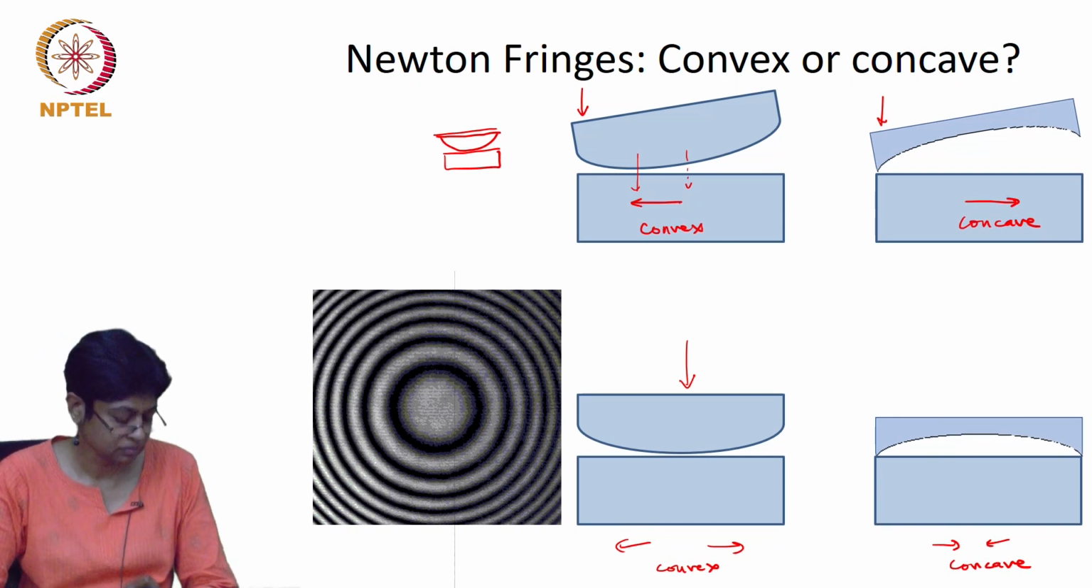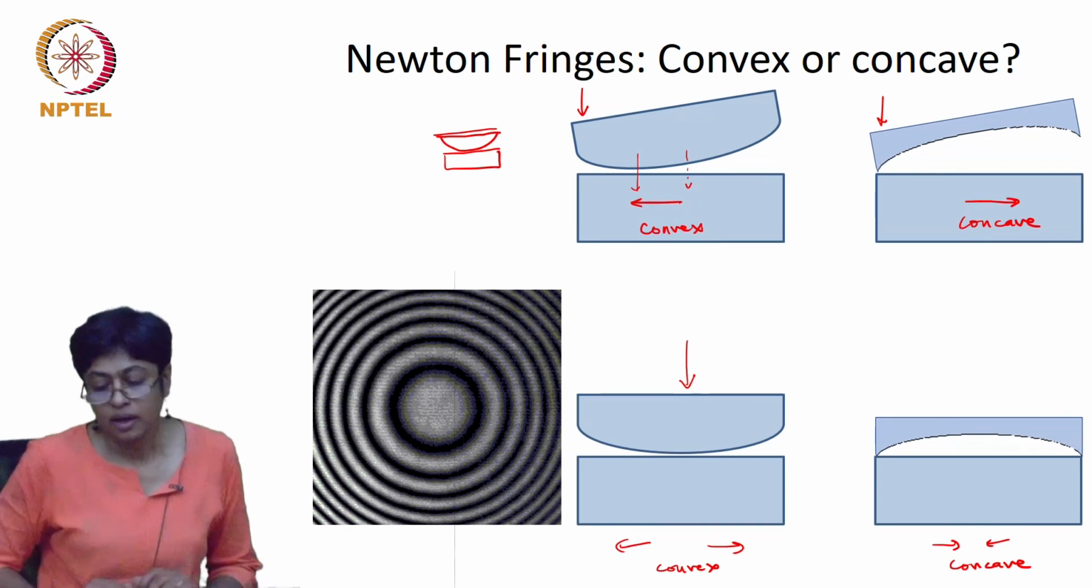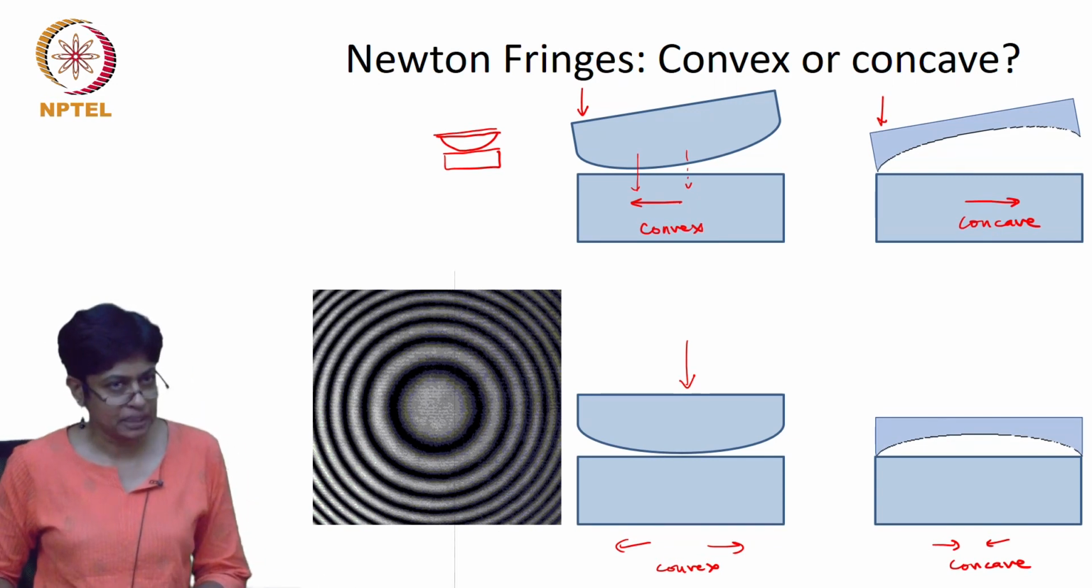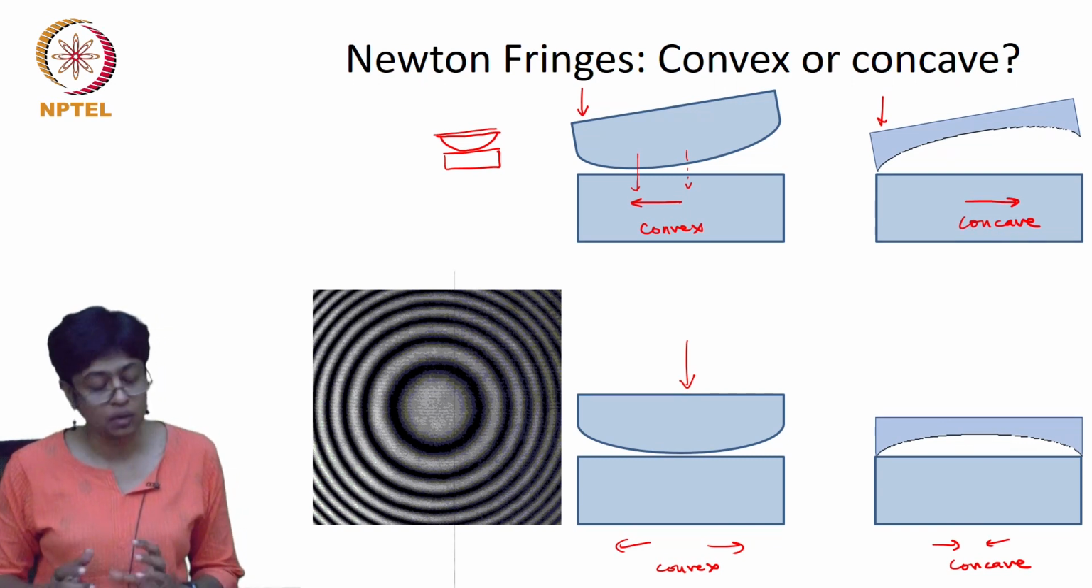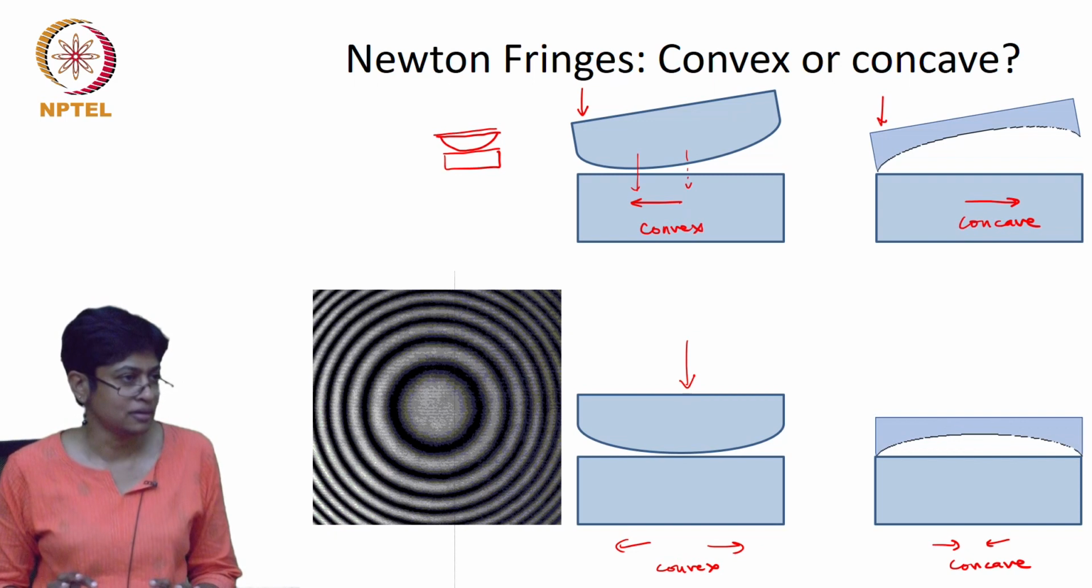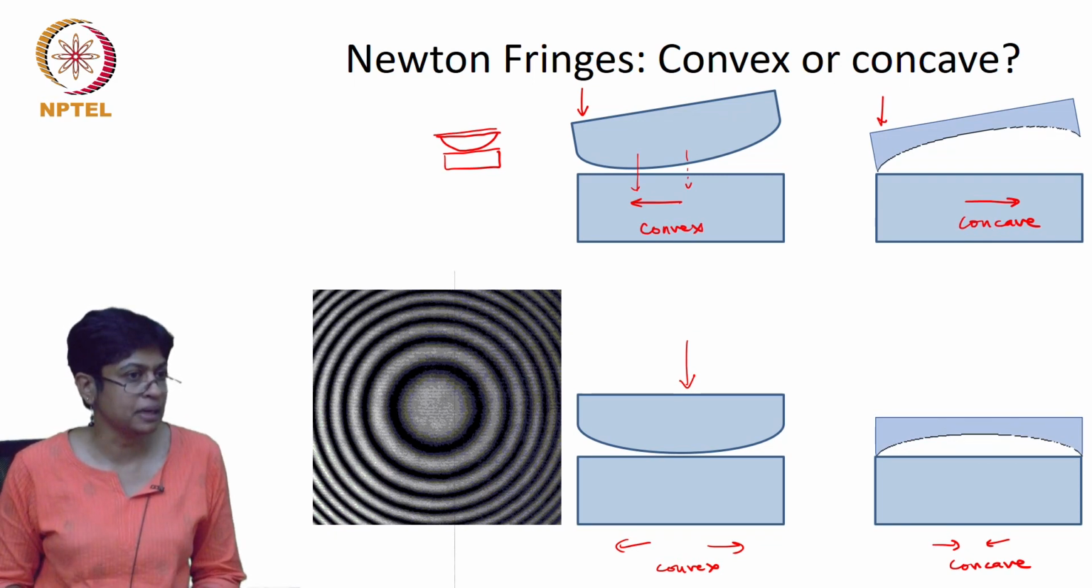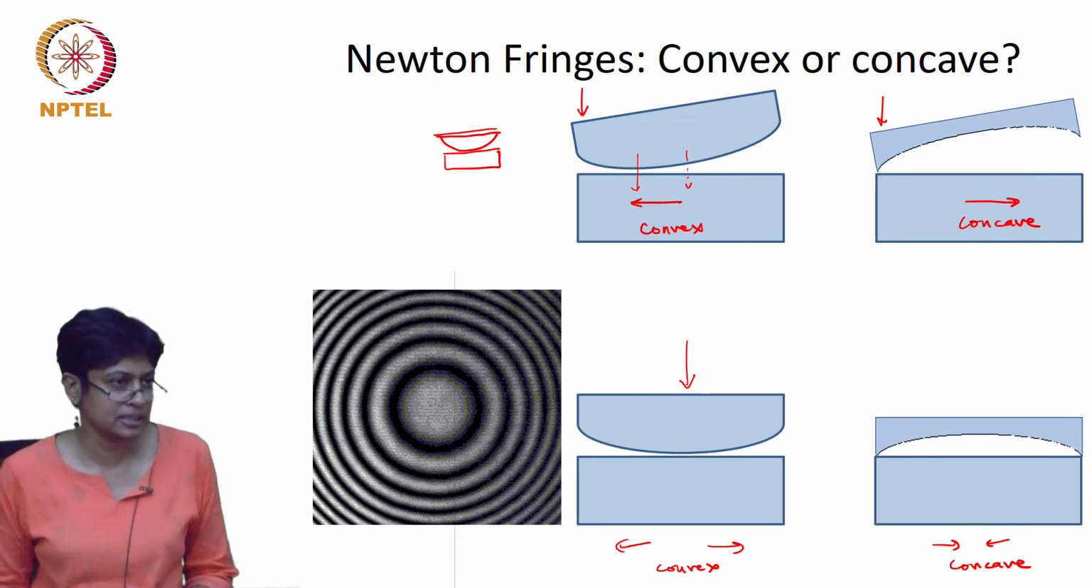Okay. So, we started looking at applications, and we have seen how an interference pattern can allow us to very quickly tell something about the shape of an optical element, and we will look at more applications in the next class.